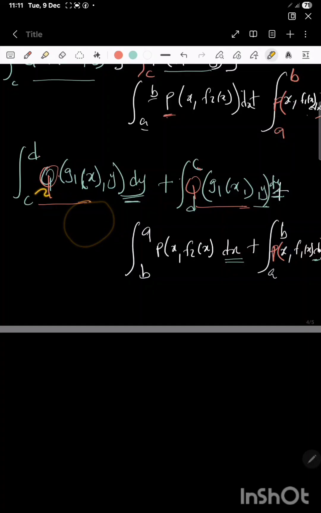So instead of us writing this to that, we just write it as one limit, which is a closed curve of a given curve C, of what? Of a function q of g1 of x, y. Here also we have g1 of x, y.